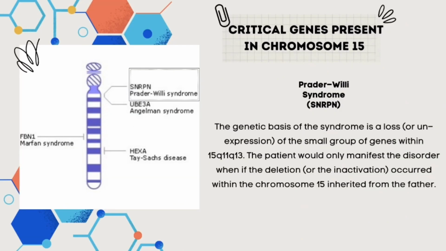Next, we go to the critical genes present in chromosome 15. The Prader-Willi syndrome, which is SNRPN, the genetic basis of the syndrome is a loss or unexpression of a small group of genes within 15q11-q13. The patient will only manifest the disorder if the deletions or the inactivation occur within the chromosome 15 inherited from the father.